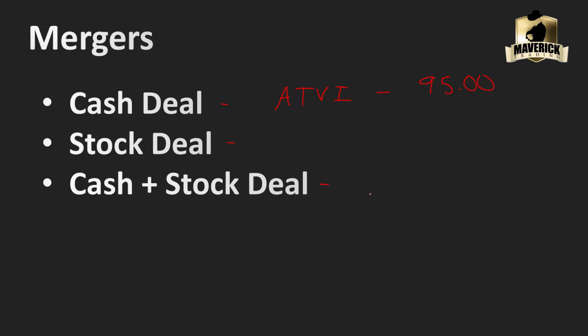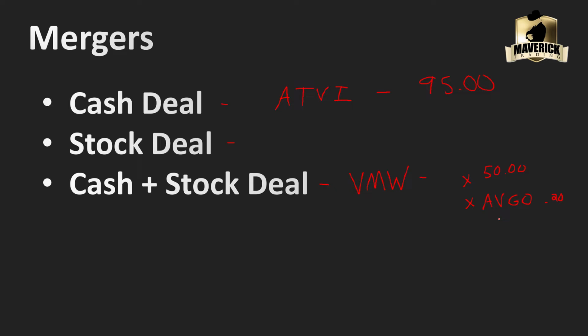Sometimes there's a stock deal. Sometimes it's cash and stock, like VMware, which is being acquired by Broadcom in a cash and stock deal. There are pros and cons, basically. VMware shareholders are going to receive a certain amount of cash and a certain amount of shares of Broadcom. Let's say, and I'm just making this up, it's $50 in cash plus 0.20 shares of Broadcom or something.